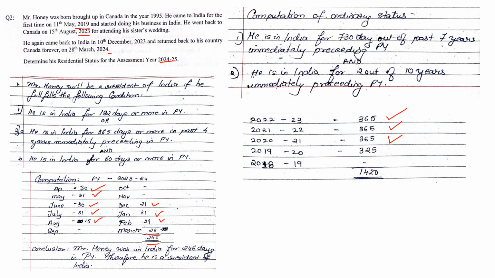Okay, so the rule stated he has to be there for at least 2 out of the 10 years or 730 days out of the past 7 years. The period is coming way more than 730 days. So he is an ordinary status. Okay, he has an ordinary status.